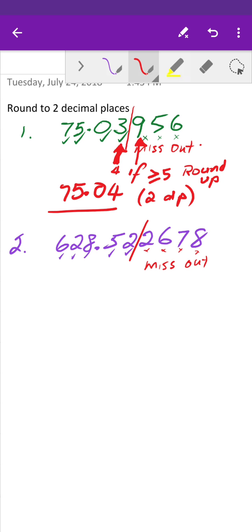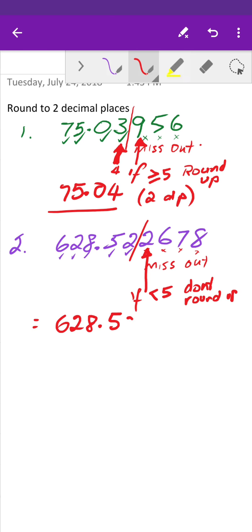But we must always consider that the first number that misses out is a 2, and it's less than 5. So if it's less than 5, then we don't round up. We leave it as it is. It's still closer to the value that it is, so it's still closer to the 2 than the 3. So we simply write the answer is 628.52, and that is our answer to 2 decimal places.